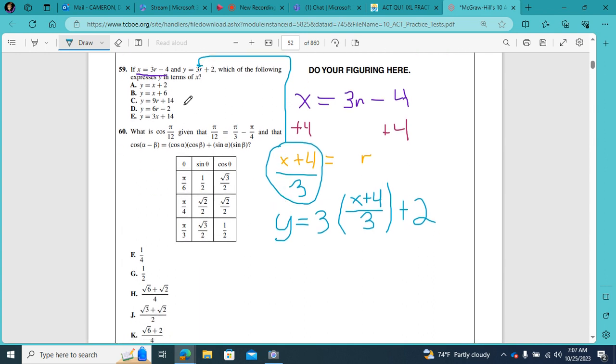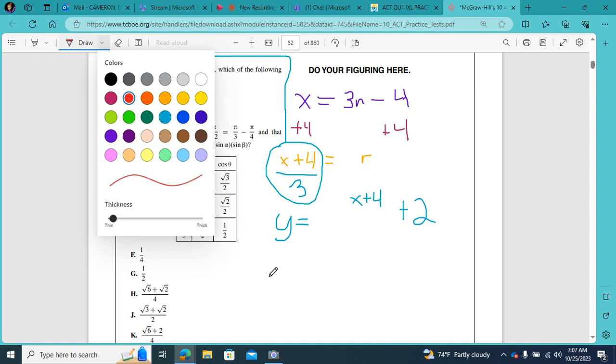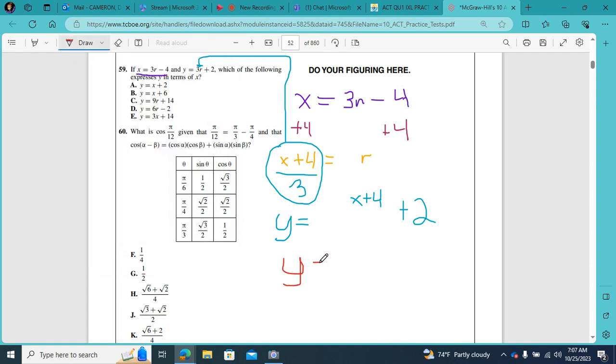And now that I have it rewritten, my 3 multiplying on the outside of the parentheses cancels out my 3 that's dividing on the inside of the parentheses. So I'm going to cancel these out, goodbye. And now I've got y equals x plus 4 plus 2. So, y equals x plus 6. And that is answer choice B, which is the correct answer.